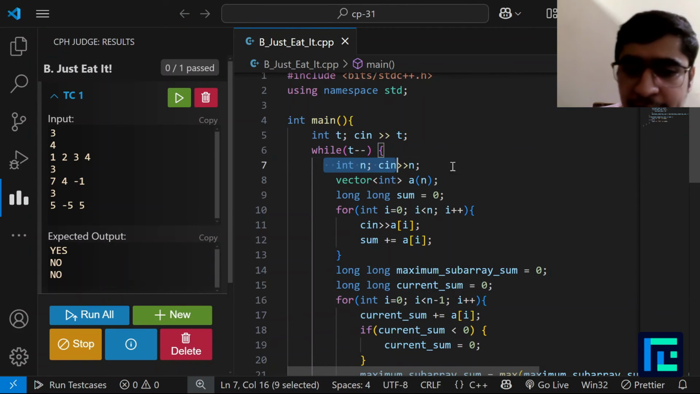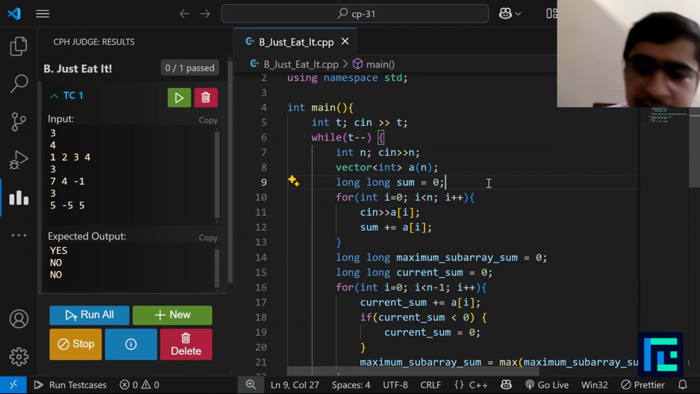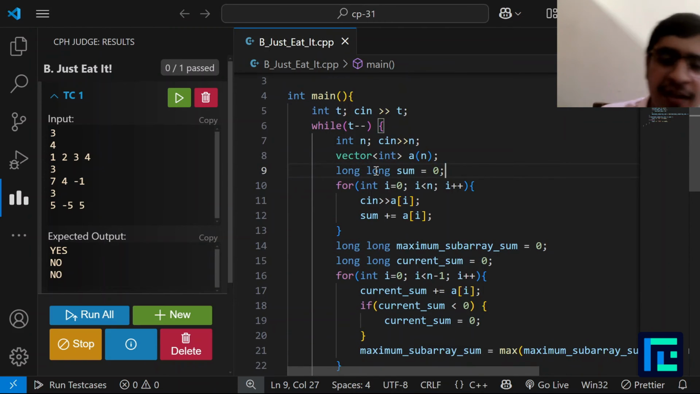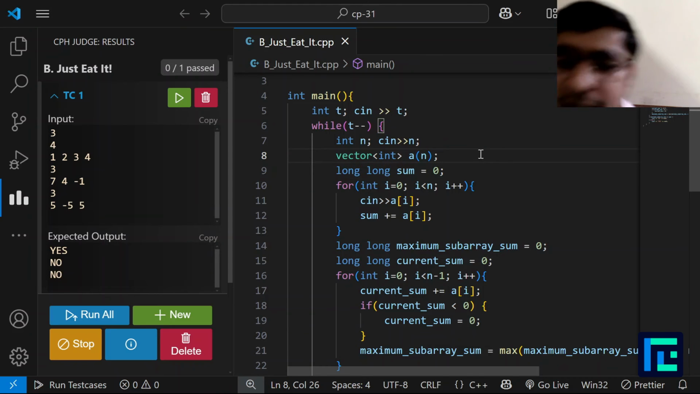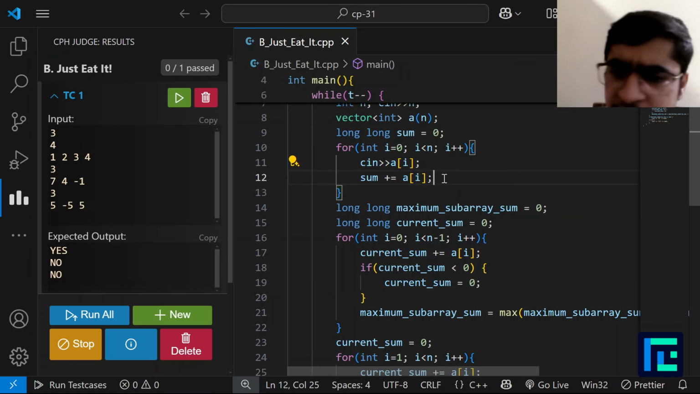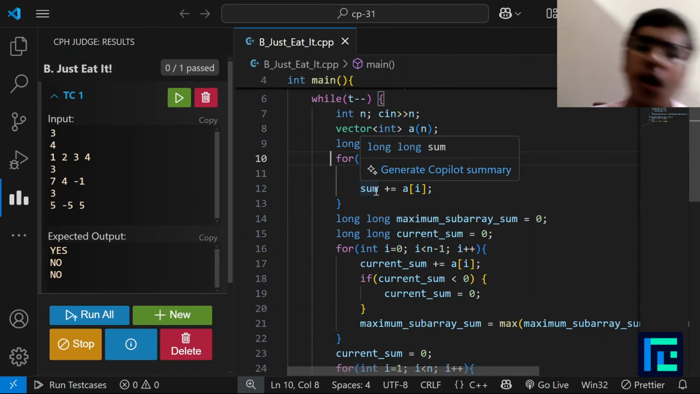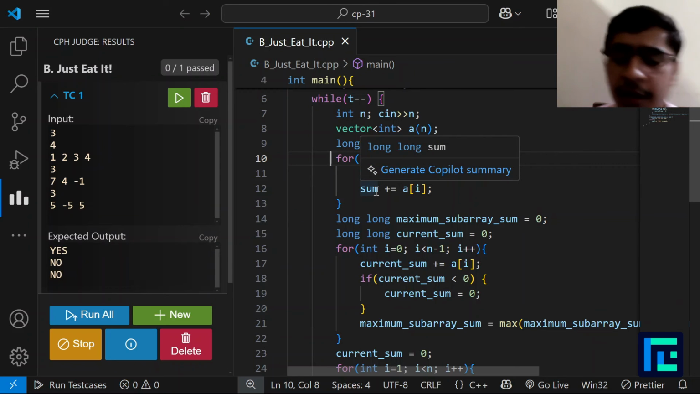First, we take n as input, then the array of length n as input, and then we initialize sum to be 0. I've taken it long because we are given that a[i] goes up to 10^9, so that's why we are taking sum as long. And we are calculating the overall sum while taking the input itself. So while taking the input, we calculated the overall sum, or the tastiness of Yasser.